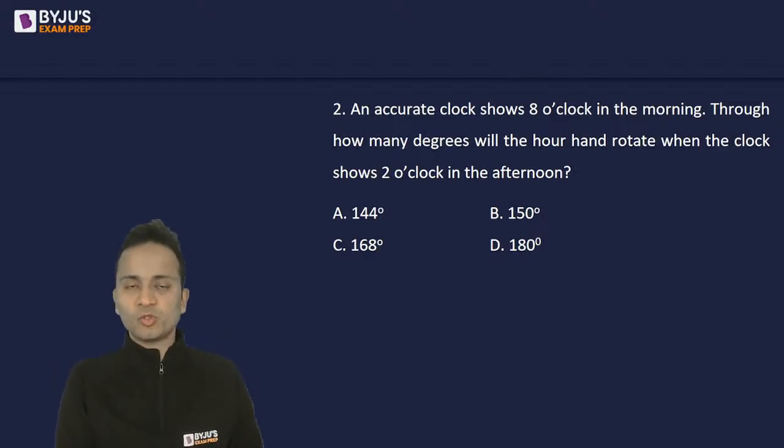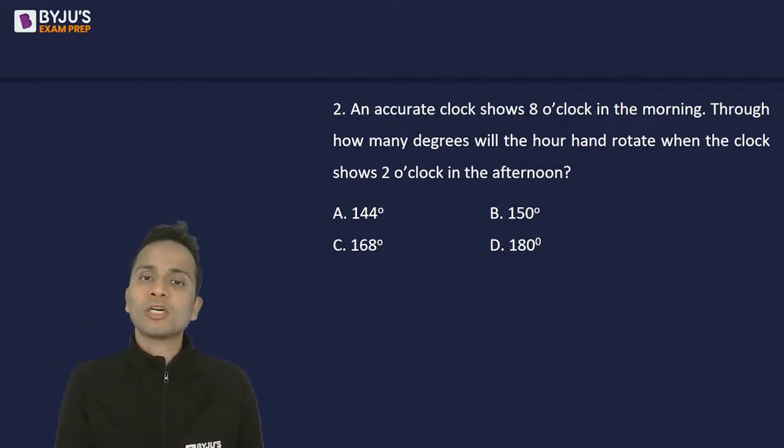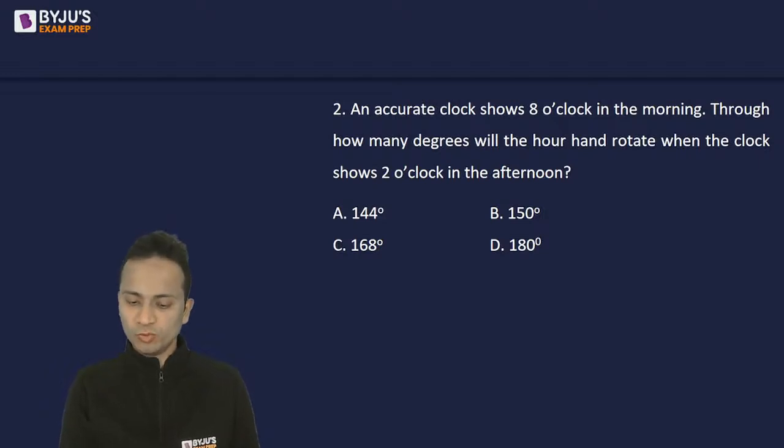Quickly give me an answer for this one. It's 8 o'clock in the morning. You'll have to find out through how many degrees the hour hand will rotate when the clock shows 2 o'clock in the afternoon.